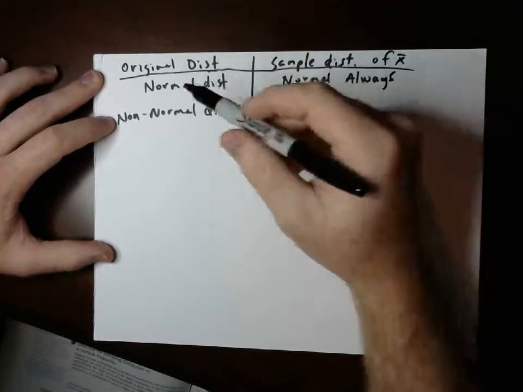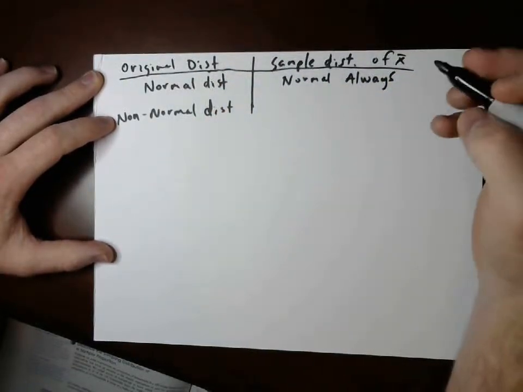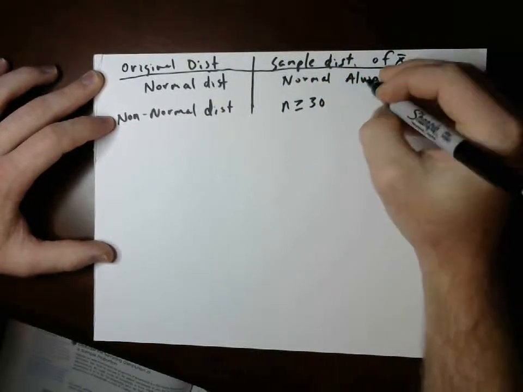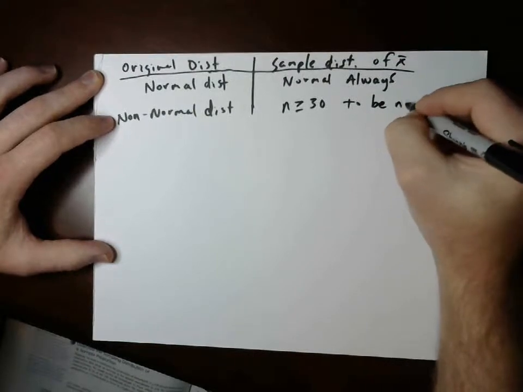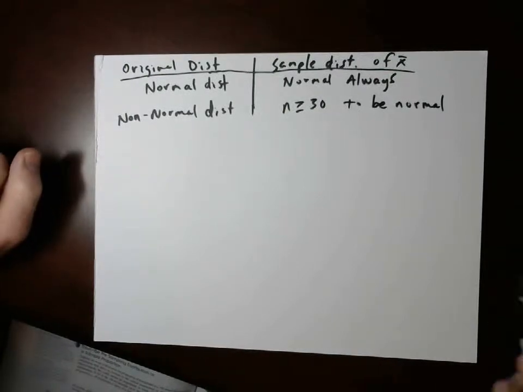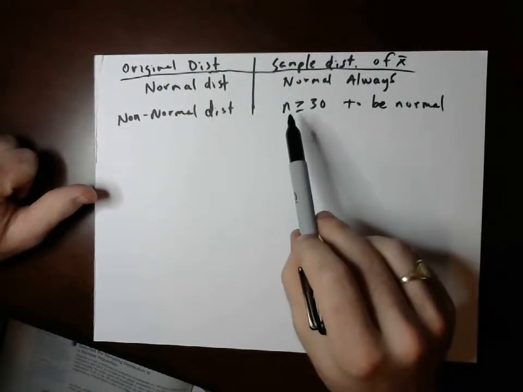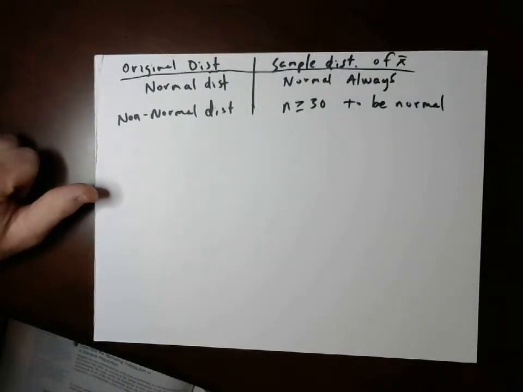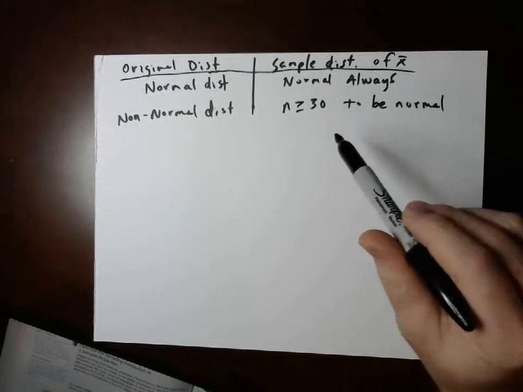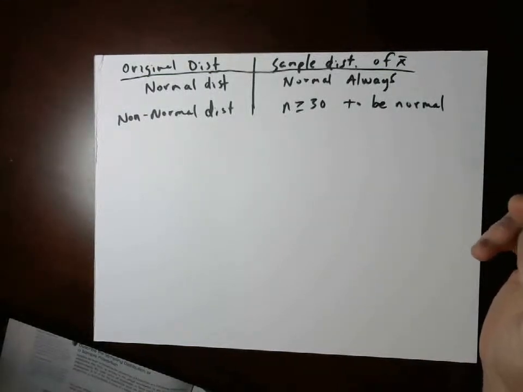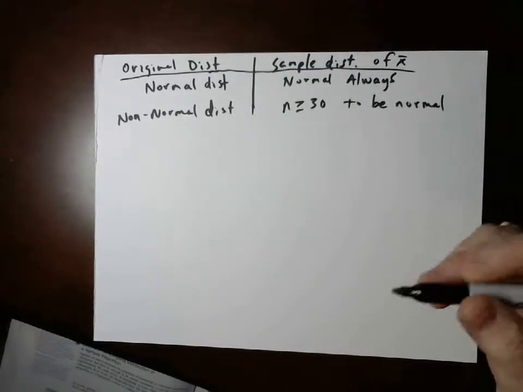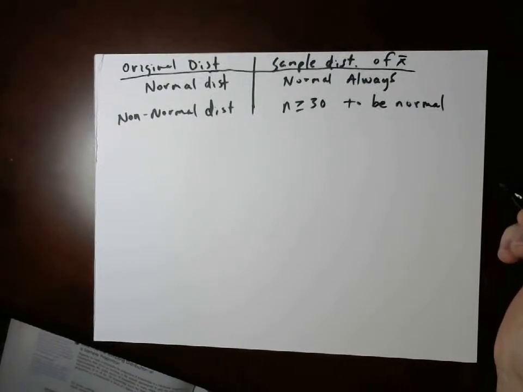For a non-normal distribution, if the original distribution is non-normal, then we have to have n greater than or equal to 30 to be normal. Okay, so this n greater than or equal to 30, we'll actually see in section 8.2 that in section 8.1 it's kind of arbitrary, and we just give you, okay, if n is greater than or equal to 30, it's going to be normal, the sampling distribution.